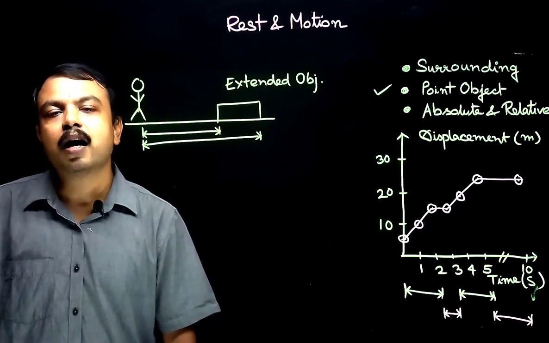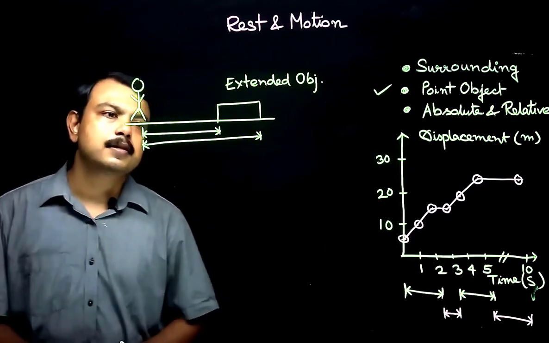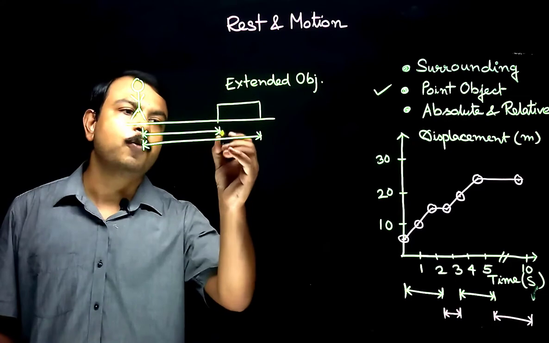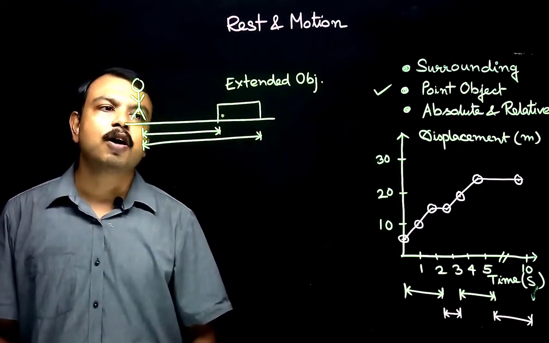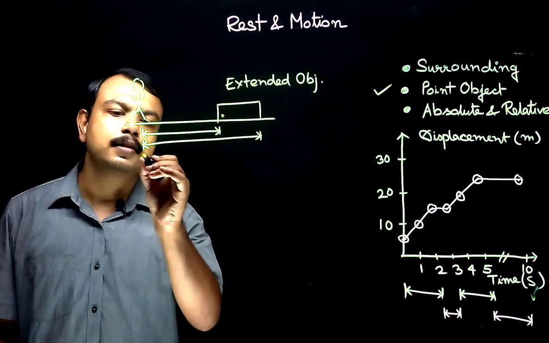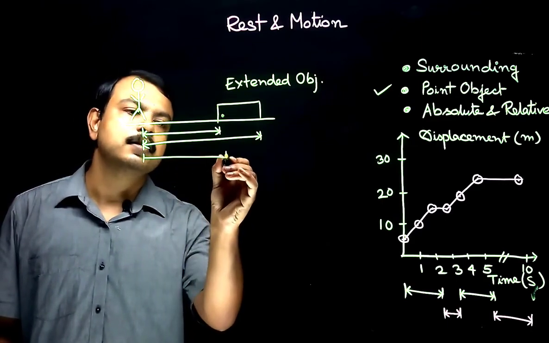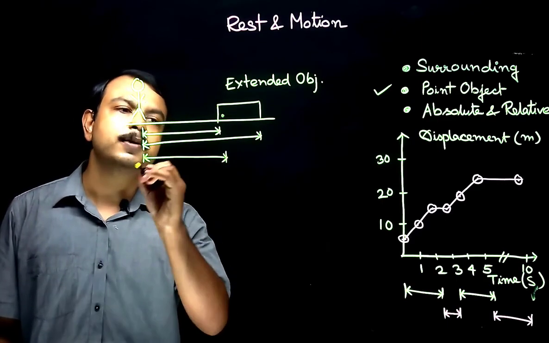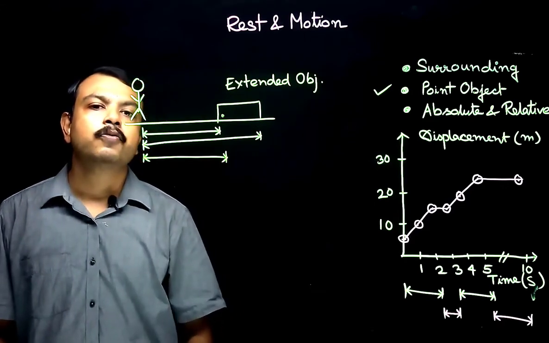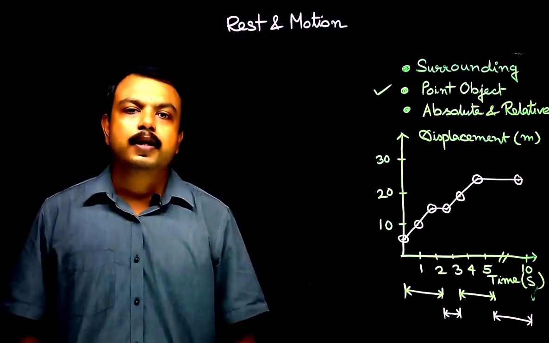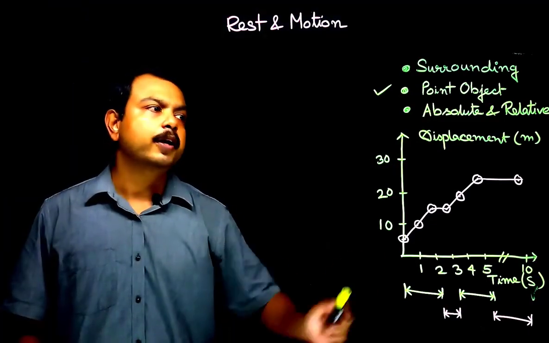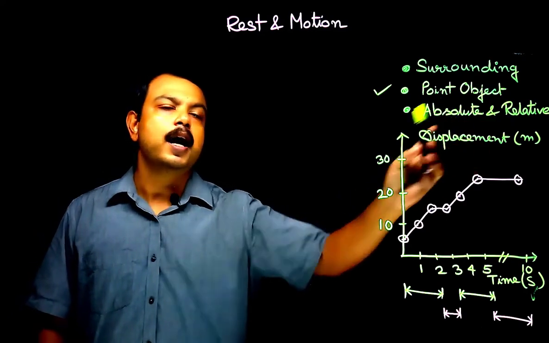Extended objects are made of a huge number of point objects. So in this case, if a particular point is focused on or marked, the distance between the observer and that particular point will always be fixed. So our measurement will be more precise. In rest and motion, we often come across the terms absolute and relative.